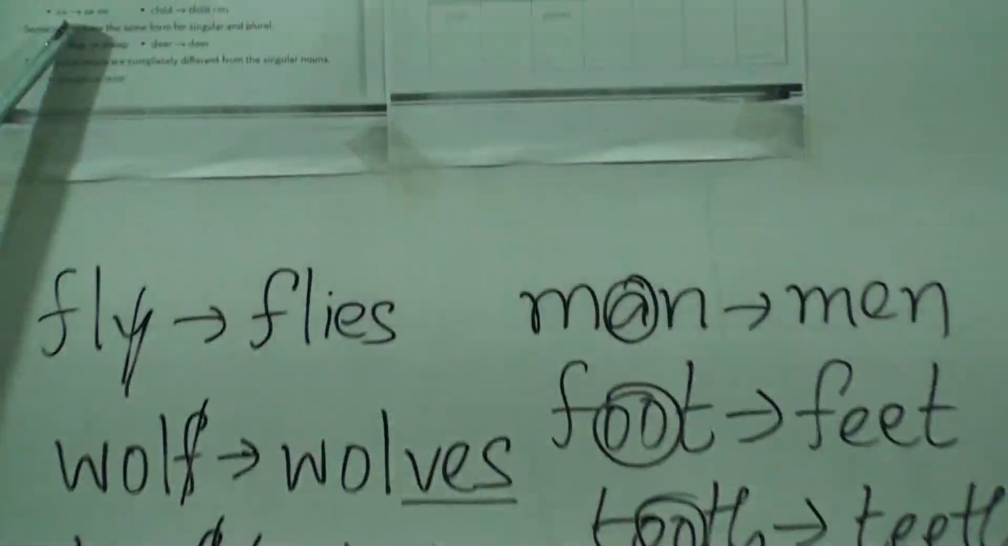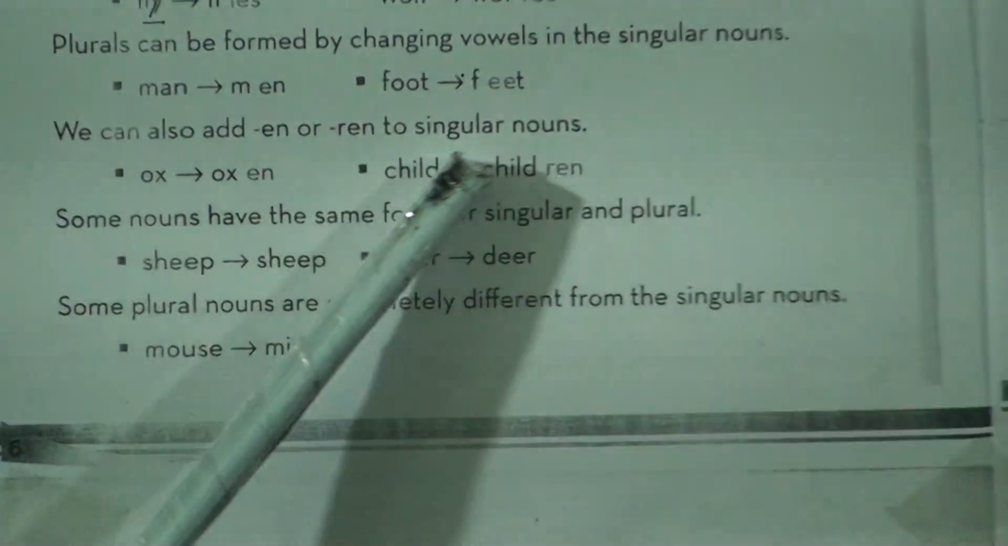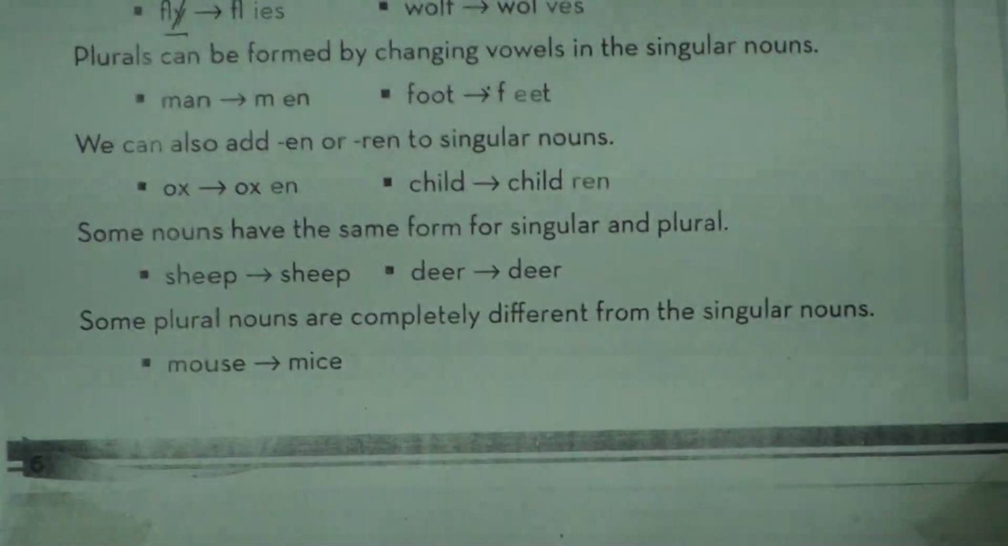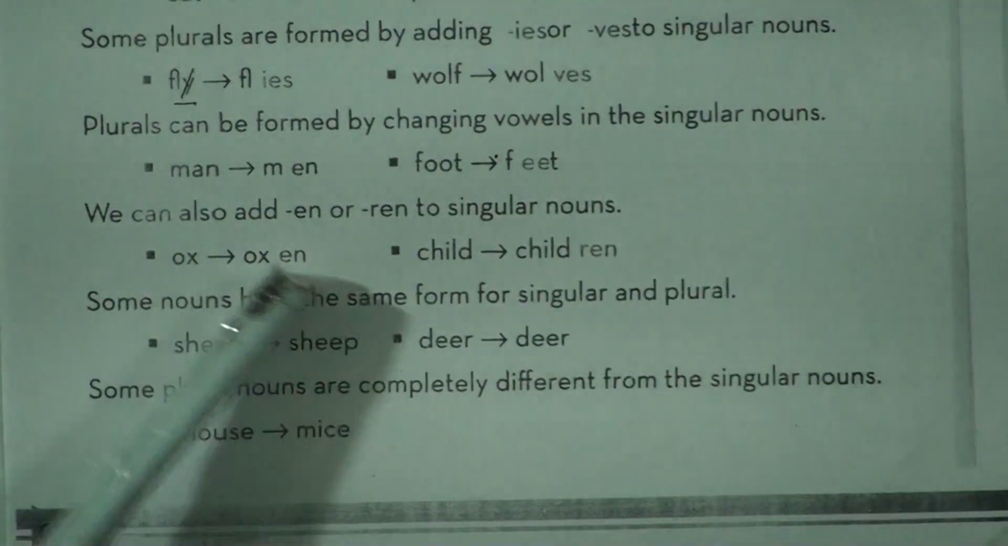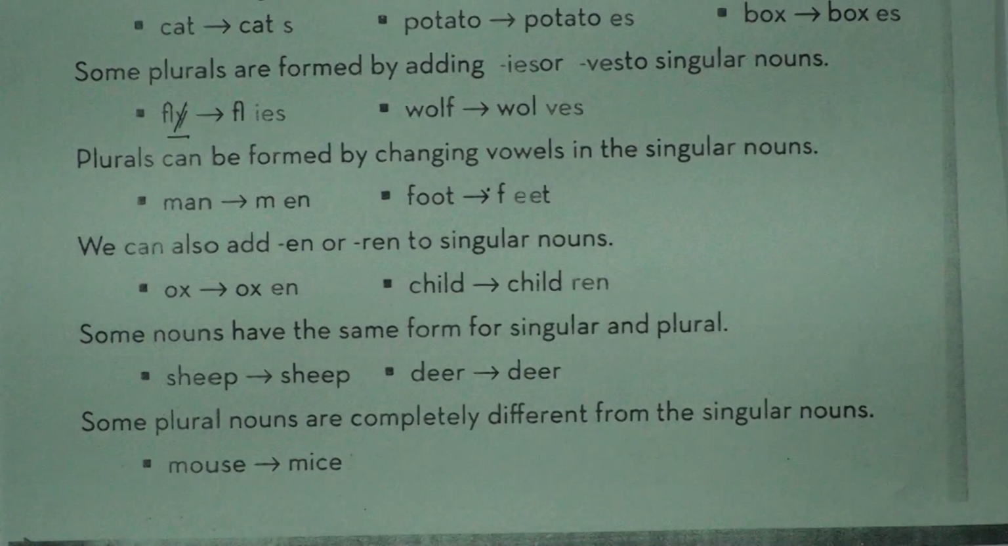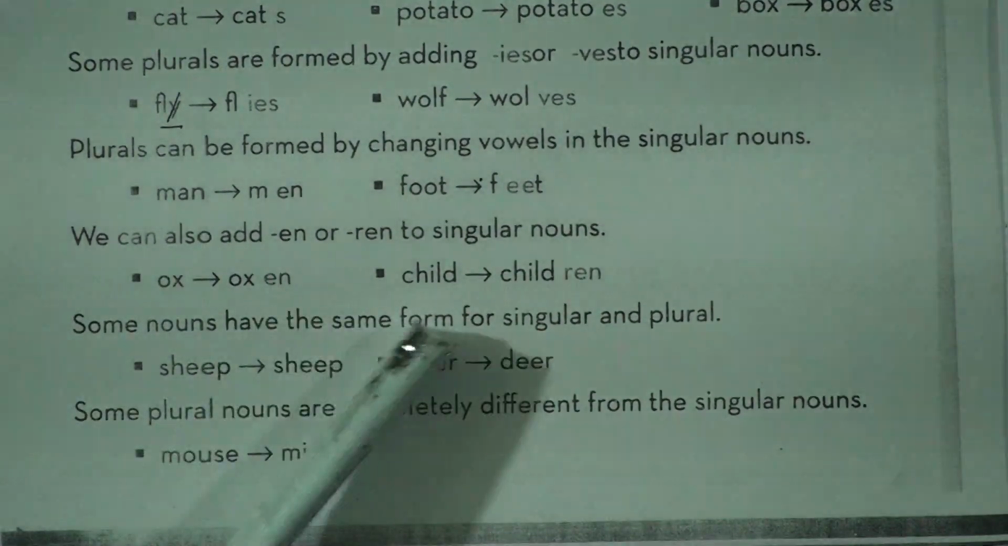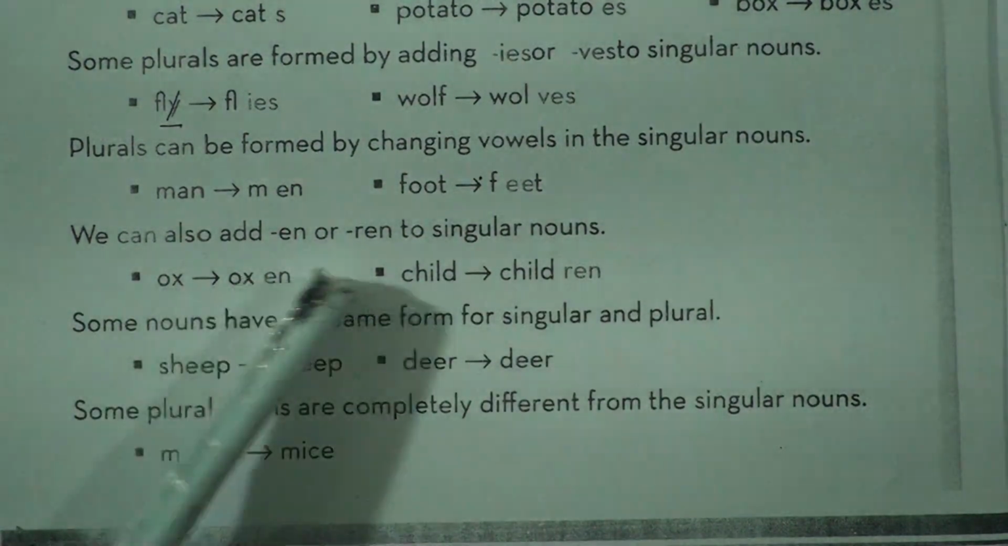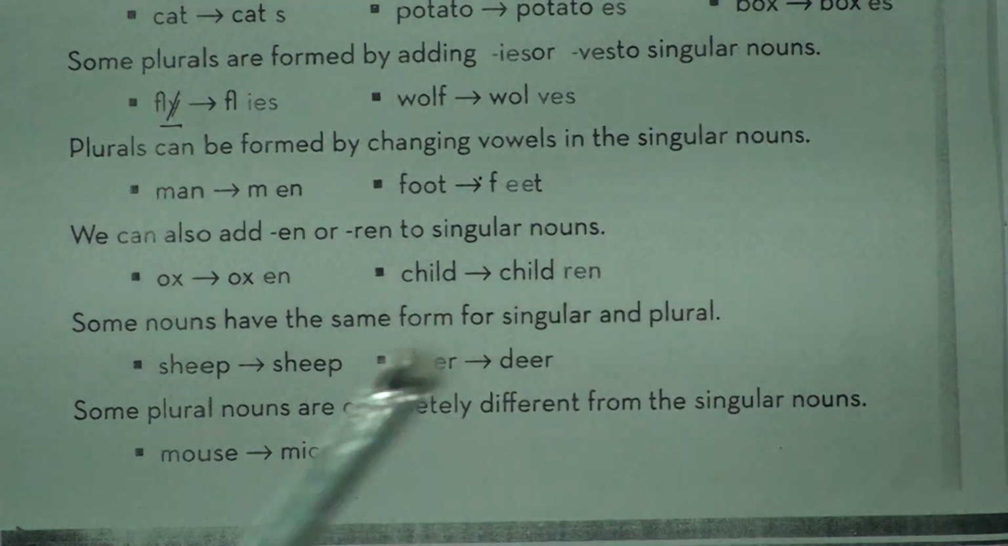We can also add en or ren to a singular noun. Sometimes we add en or ren to make the singular noun plural. Now look, ox, oxen, child, children. Ox, oxen, child, children. Right?